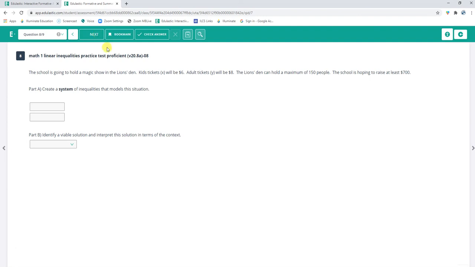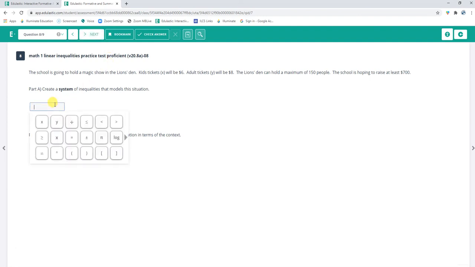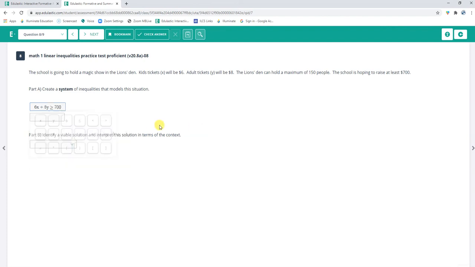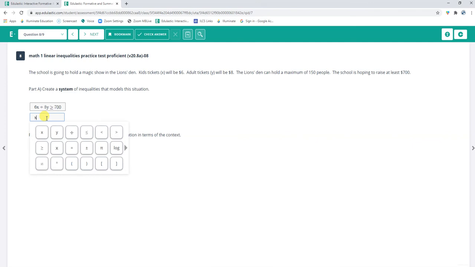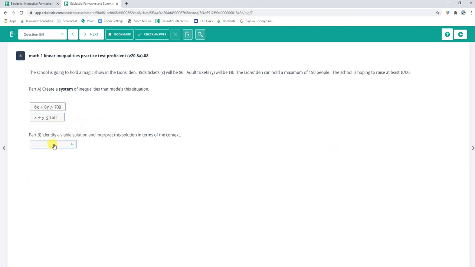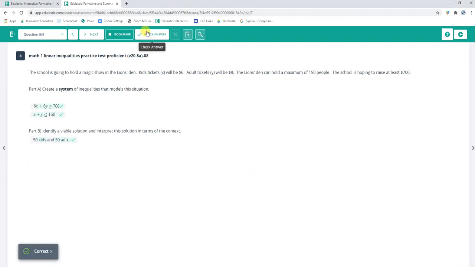Number 8, 6x plus 8y is greater than or equal to 700. Second equation, x plus y less than or equal to 150. And we said that was the viable solution. Looking good.